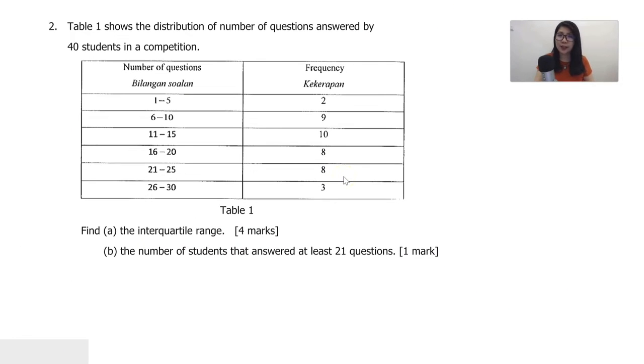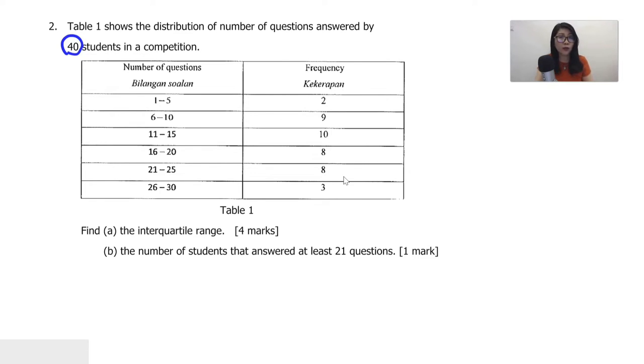Now let's look at question number 2. So this question is under the chapter statistics. Table 1 shows the distribution of number of questions answered by 40 students in a competition. So we know that the total frequency is 40. Okay, so they give you a table which is number of questions and also frequency. So find the interquartile range and B, the number of students that answered at least 21 questions. Okay, so this is 4 marks and 1 mark.